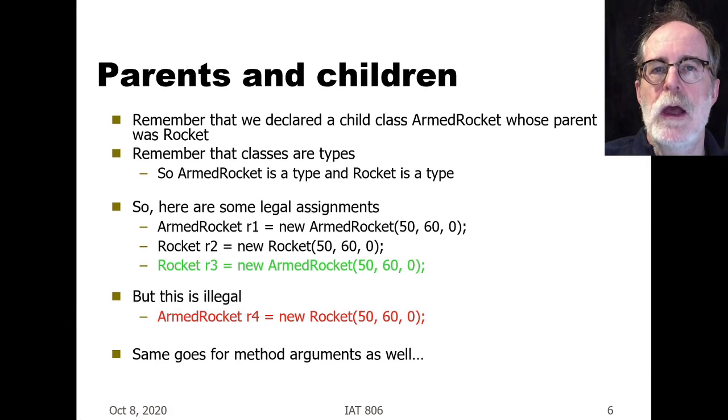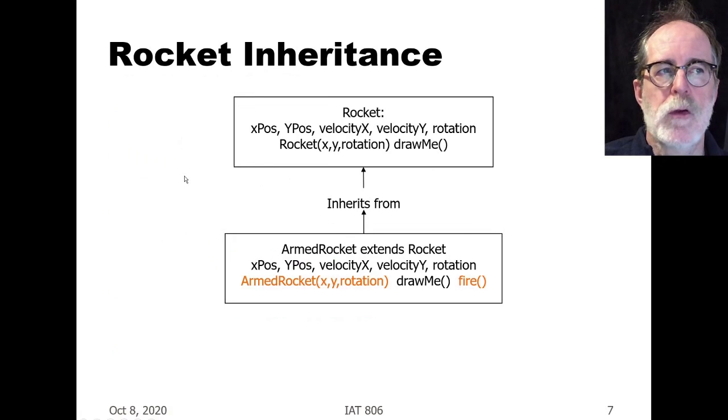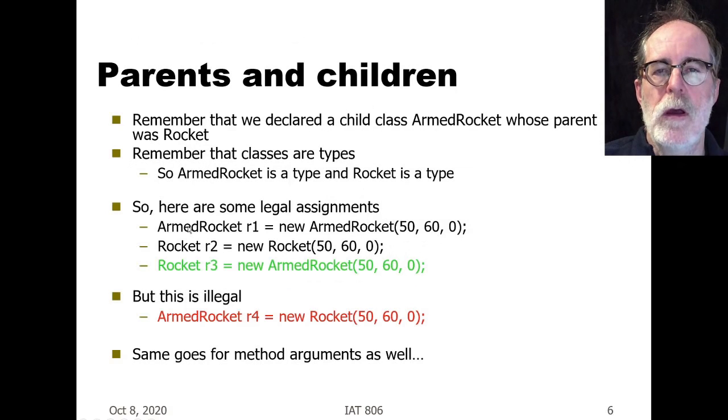So right now we can show some legal valid assignments: creation of a variable, and construction of an instance of that object. So here we go. Here is the first line: ArmedRocket r1 = new ArmedRocket, and we're just using the x, y, and orientation arguments in its constructor.